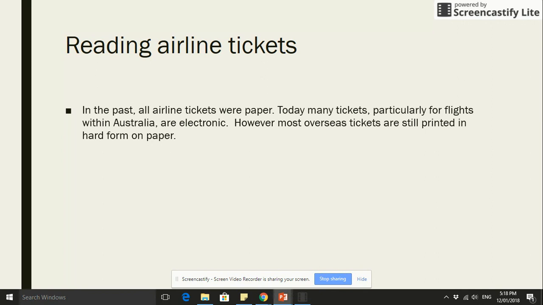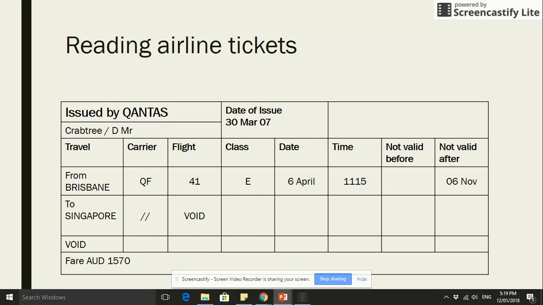However, most overseas tickets are still printed in hard form on paper. Probably not for long, but let's learn how they work anyway. A lot of information is contained on a paper airline ticket. It's all there, you just have to look for it. All right, so if we have a look, this is basically what it looks like.